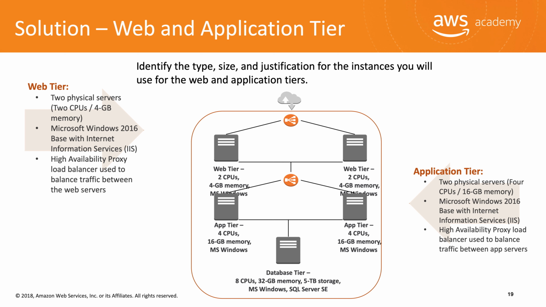Okay, now we are going to see how we are going to deploy the web tier and the application tier because they have different requirements. In the actual scenario, the web tier has two physical servers. Each server has 2 CPUs and 4 gigabytes memory, and has the Microsoft Windows 2016 base with Internet Information Services. And for the application tier, the servers are more powerful with the same IIS. So let's see.